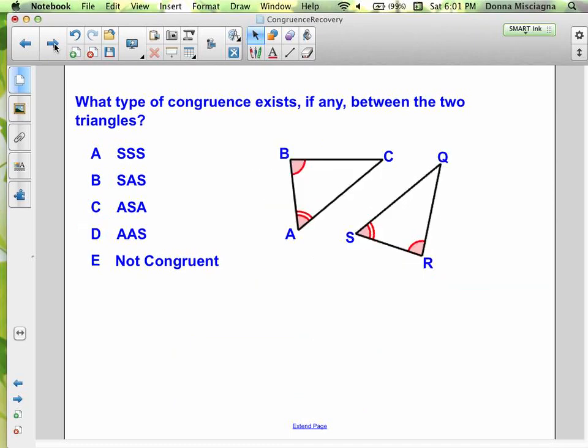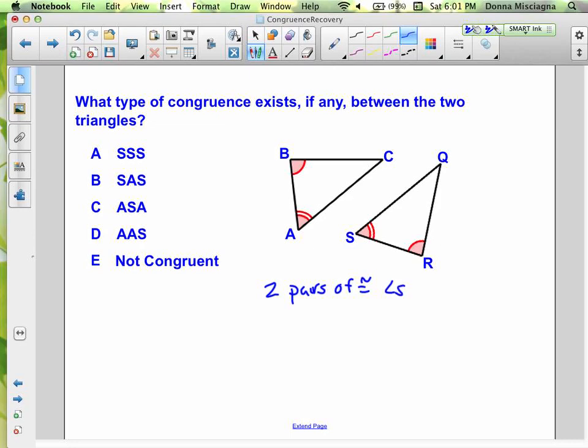What type of congruence exists, if any, between the two triangles? So let's write down what we know. We have two pairs of congruent angles. Do we have any pairs of congruent sides? It's really hard to get congruent sides unless you have a shared side. So we have no congruent sides. We have no shared sides. So we have no congruent sides.